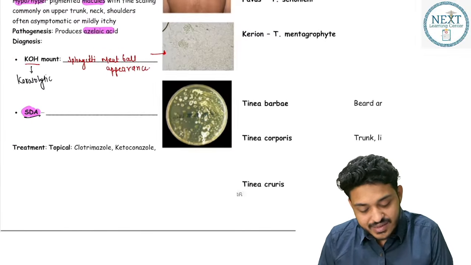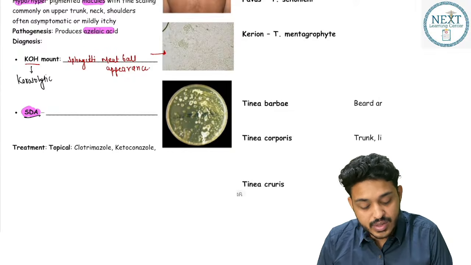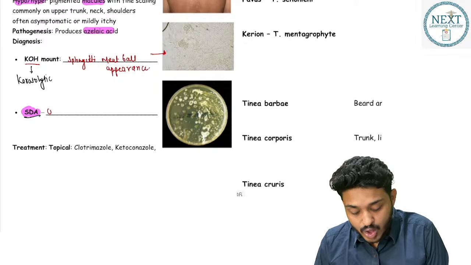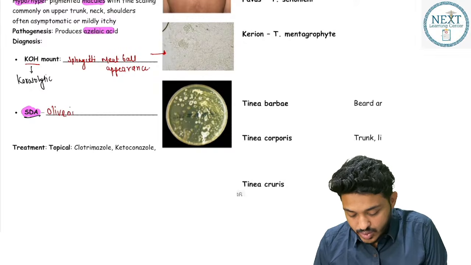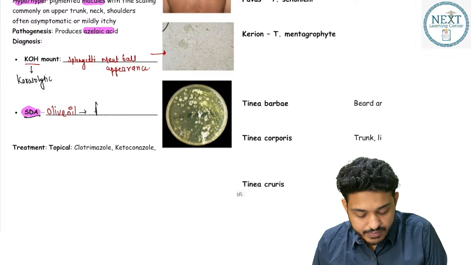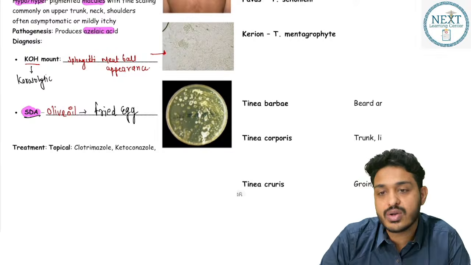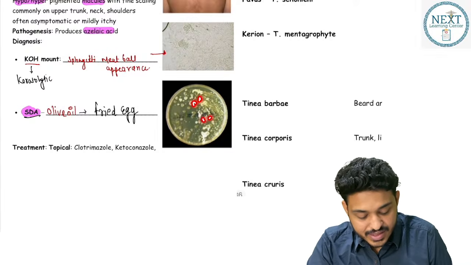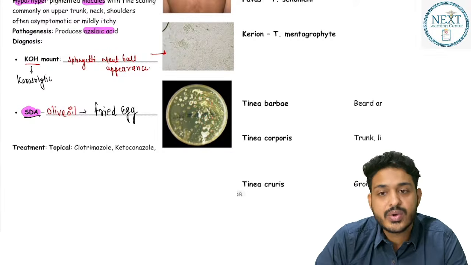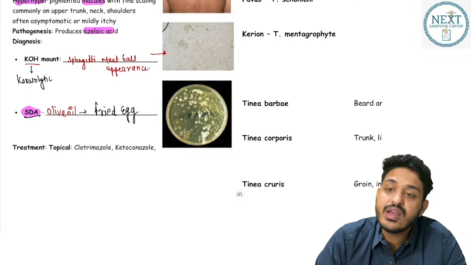So under SDA, when you put the same KOH mount sample in SDA, you need to put some olive oil here. You are going to get an appearance. This appearance is known as what? Fried egg colonies. These are the fried egg colonies that you are going to get. This is going to be your diagnosis. This is how you can identify fried egg appearance.